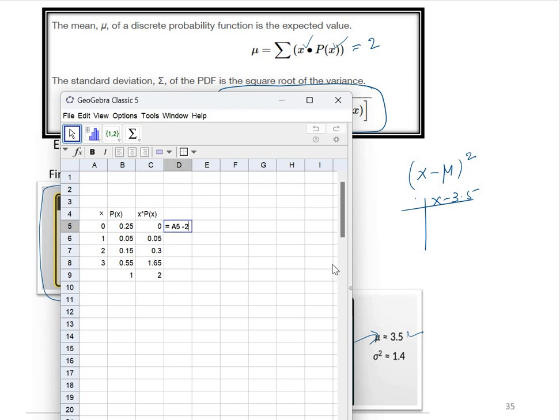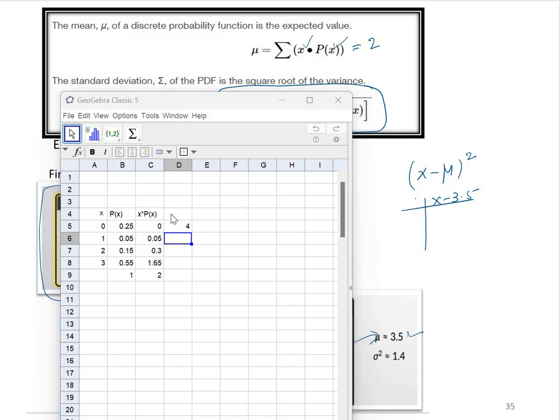2 is a constant. So that is the mean value. So x minus mu and the whole square. So shift caret 2. Enter. Okay.